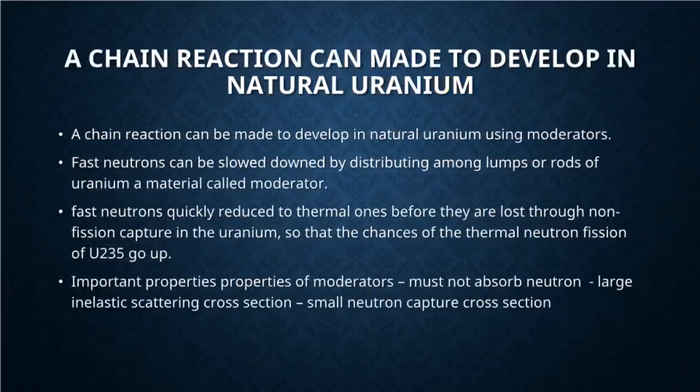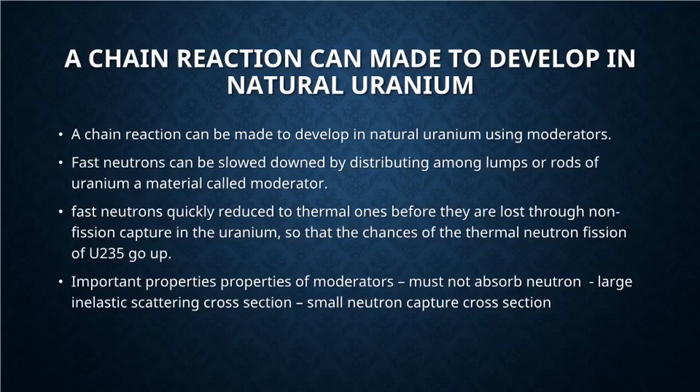Then can we make chain reaction possible in natural uranium? Of course we can. By using moderators. Usually used moderators are graphite, heavy water, beryllium, beryllium oxide, hydrides of metals and organic liquids. The function of moderators is to slow down the fast neutron through inelastic scattering. These slowed neutrons may cause the fission of uranium-235 to go up.